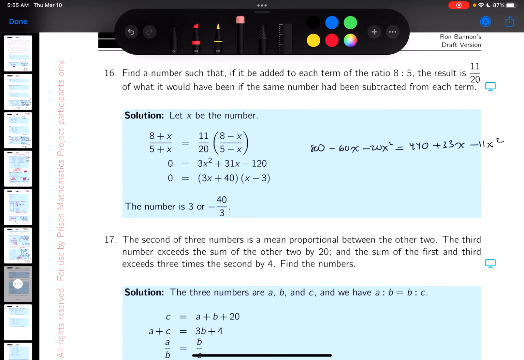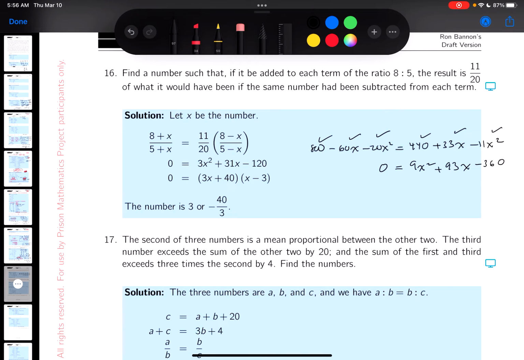So I'm going to try to get the x squareds onto one side. And that's going to be 9x squared. What I do, I add 20x squared to both sides. And now I'm going to add 60x to both sides. And what do you get? You get 93x. And then I'm going to subtract, let's see, 800 from both sides. So you're going to get minus 360. All right, that equals 0 now.